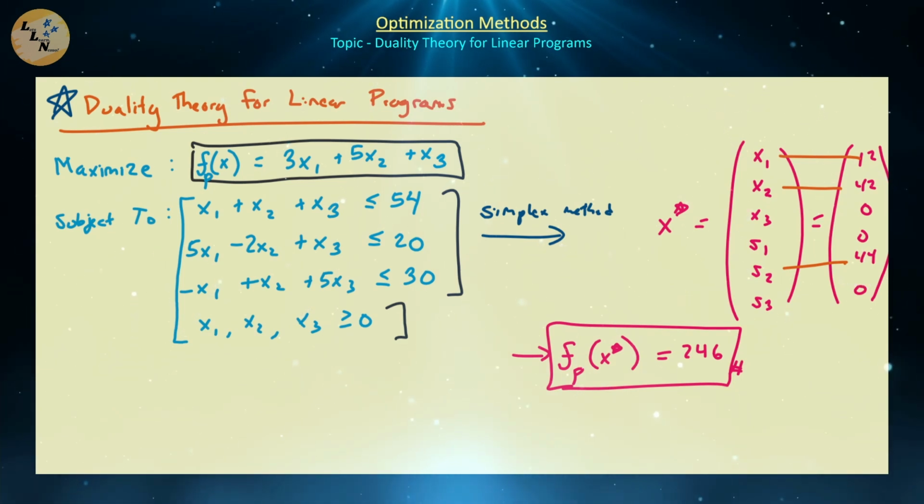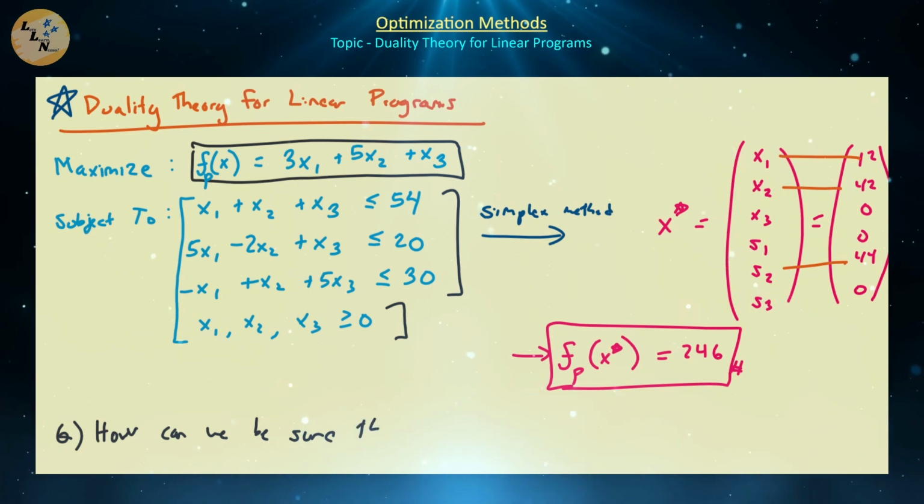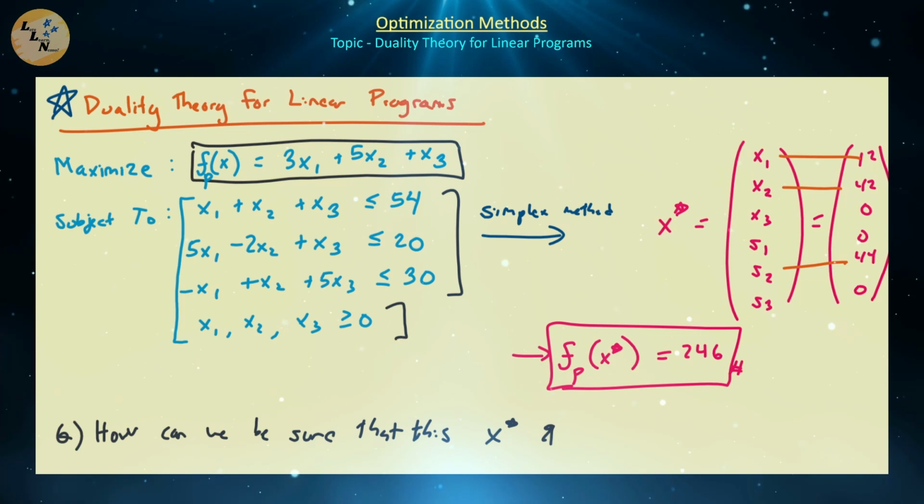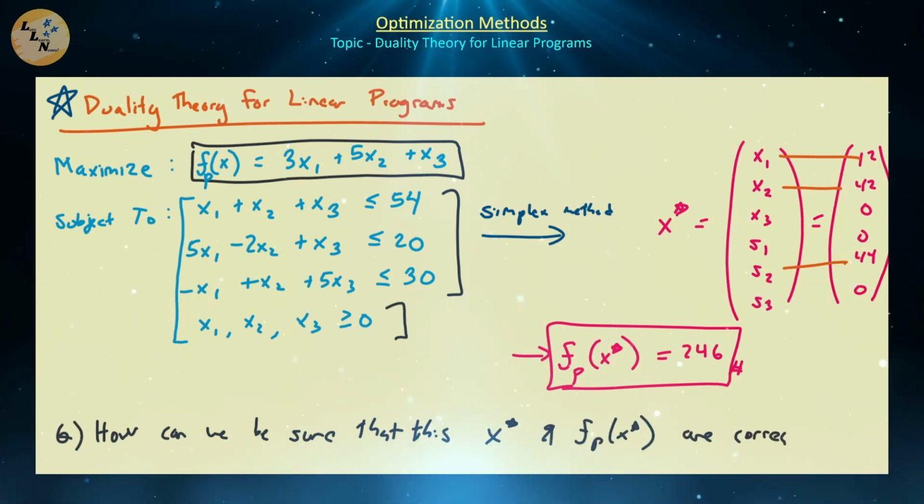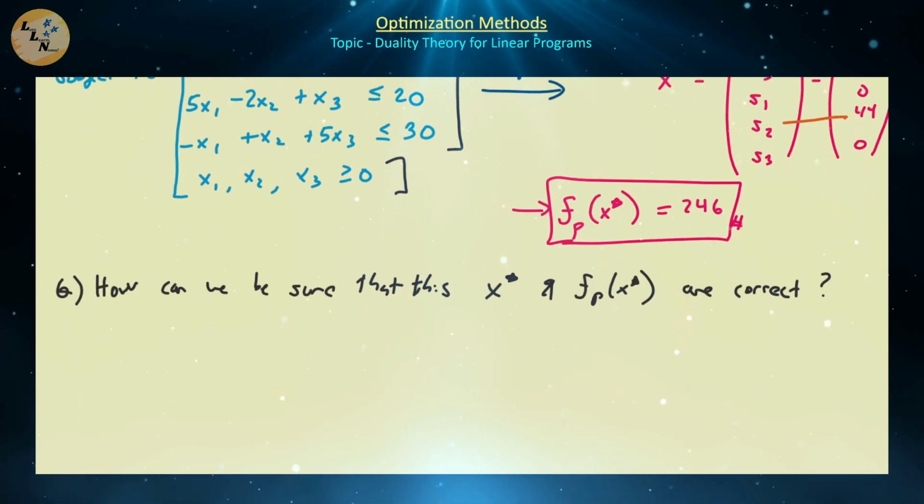Now, the main question that we want to talk about today is the following. How can we be sure that this x star and f sub p of x star are correct? We're going to be talking about a method that we can use to verify that this is indeed the optimal solution and the optimal value of our objective functional.